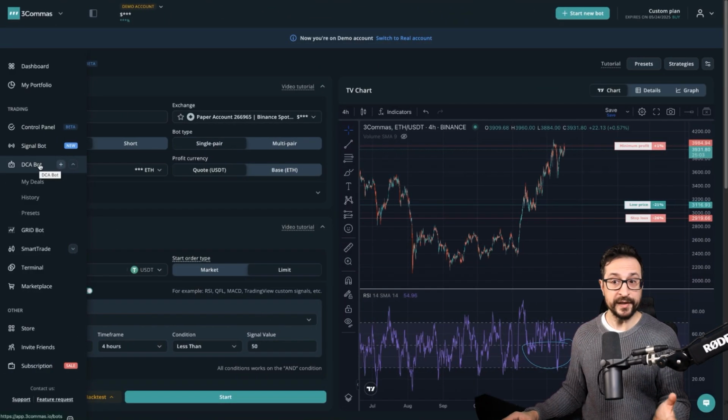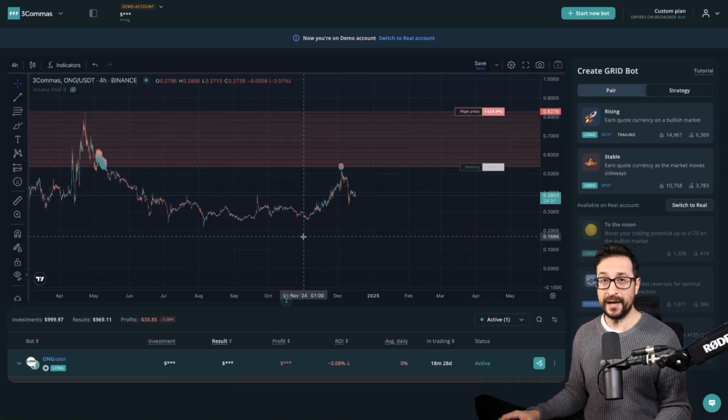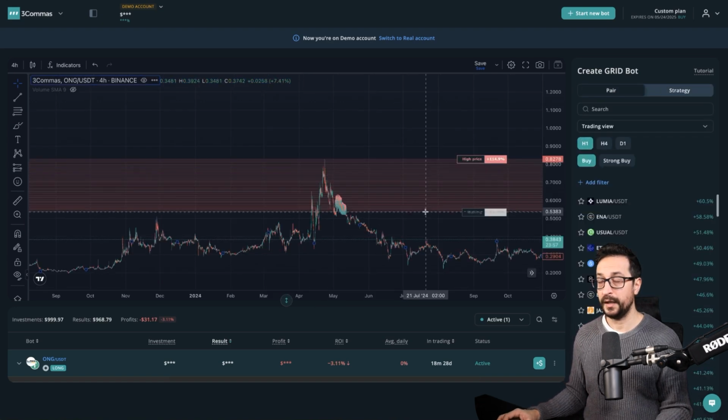Let's start with the grid bots. You can find the grid bots on the main menu in this area. In a bull market there are multiple ways that you can leverage the value of a grid bot, and we'll go through a few examples. But before we get there, I really like this crypto screener that you get here on the right hand side when you're creating a grid bot.